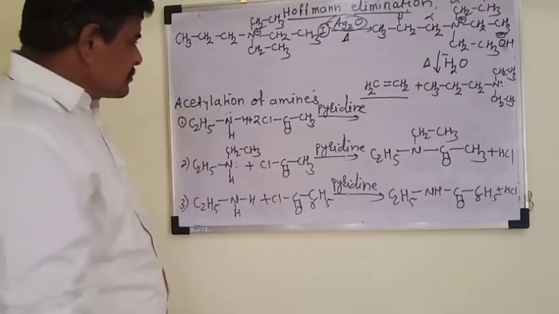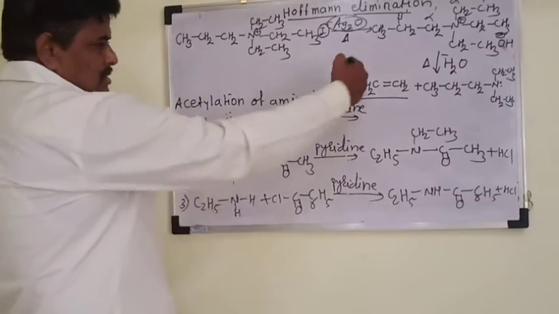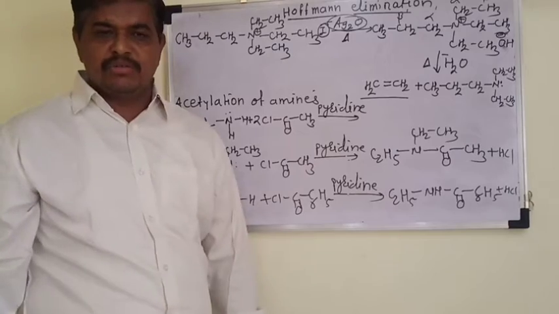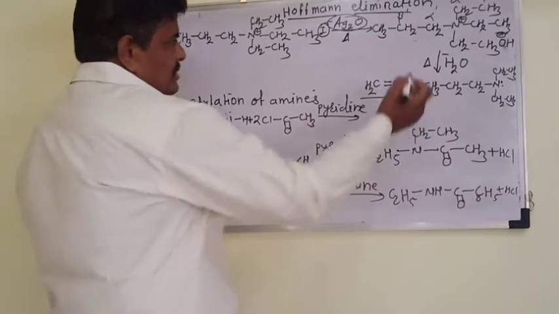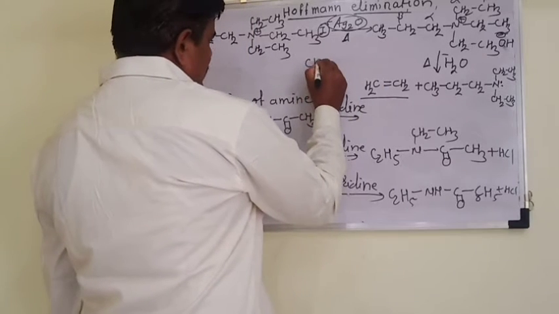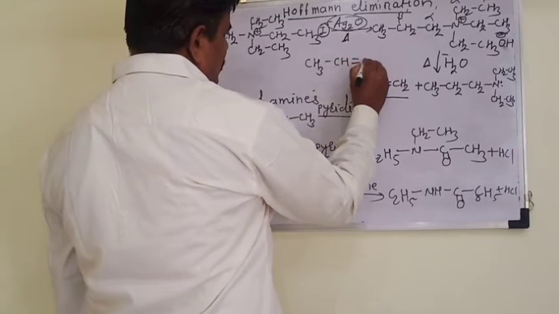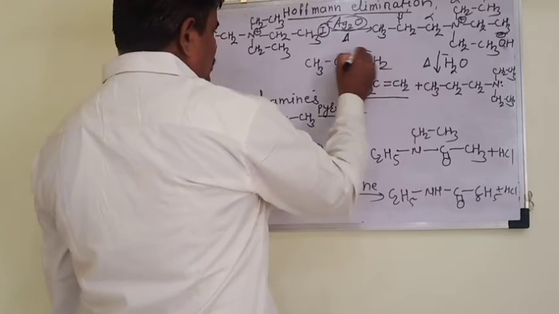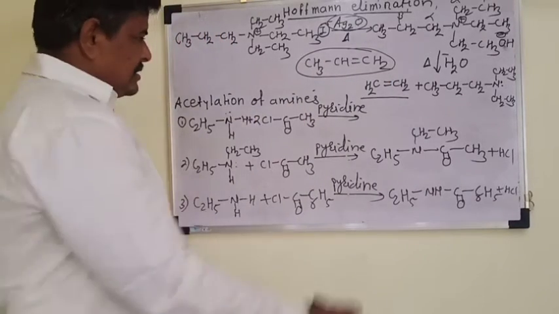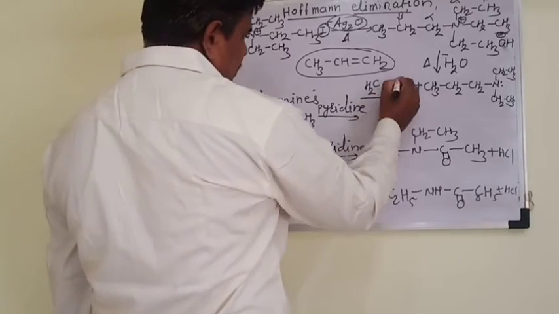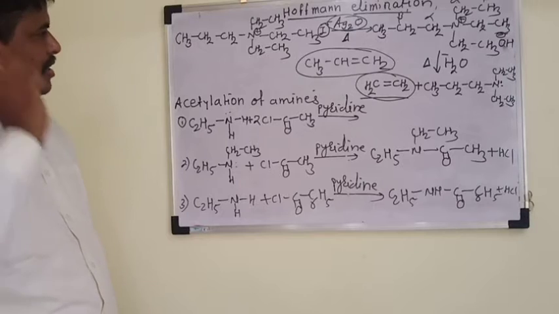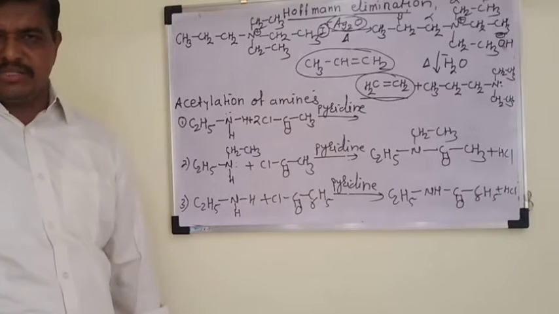Now here, by using this reaction, we can prepare alkene, the less substituted alkene. Again, this hydrogen can be removed and we get the product CH3, CH double bond CH2. So this can be possible. But in your book it is given that ethylene is formed. So this is about Hofmann elimination reaction.